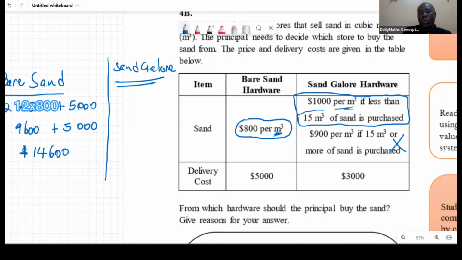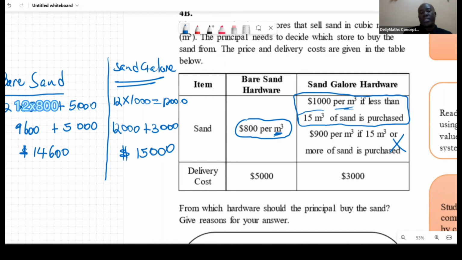So for Sand Galore, we need 12 cubic meters, and we're going to get it for $1,000 each. This is going to cost us 12,000. Also, we have a $3,000 for delivery, and we're still ending up at 15,000 right here.